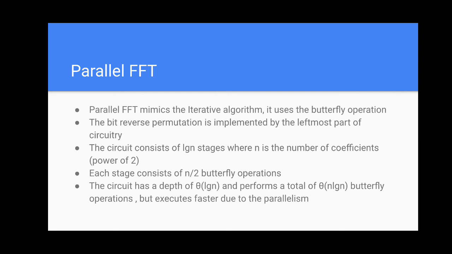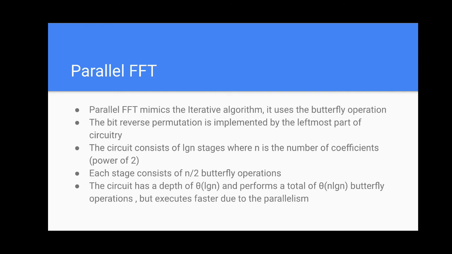The bit reverse permutation in this operation is implemented by the leftmost part of the circuitry, and the circuit consists of log n stages, where n is the number of coefficients, which is generally a power of 2, and each stage consists of n by 2 butterfly operations, and these are going to operate, or compute, in parallel. As the circuit has a depth of theta of log n, it performs all the required butterfly operations in theta of n log n time, and that is the time complexity of this circuit. Though the parallel circuit also takes theta of n log n time, and the iterative algorithm also takes theta of n log n time, it is much faster because of the hardware operations.